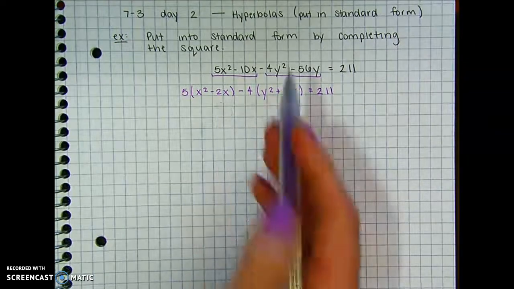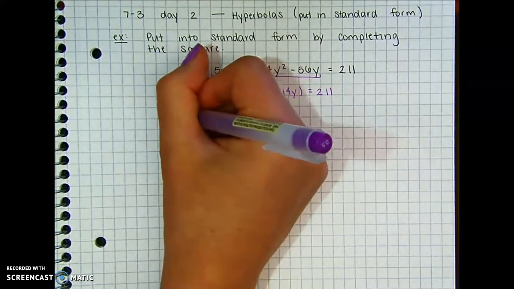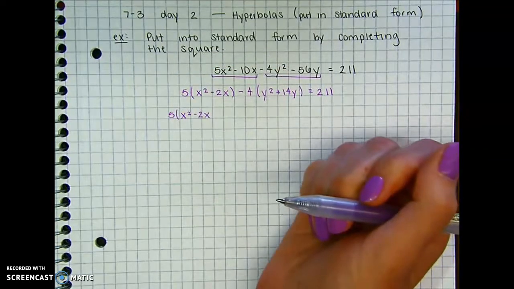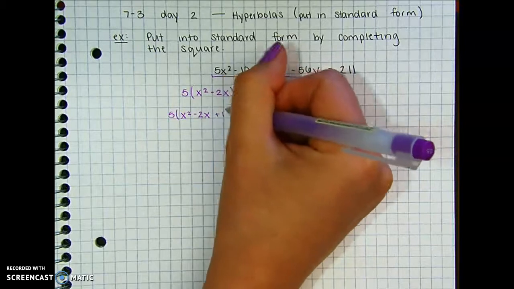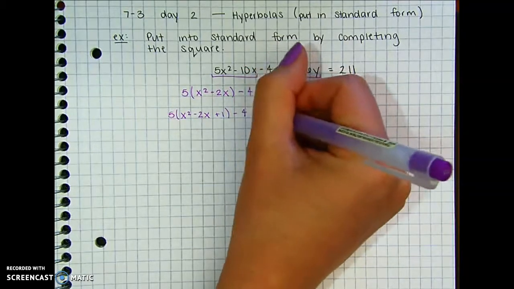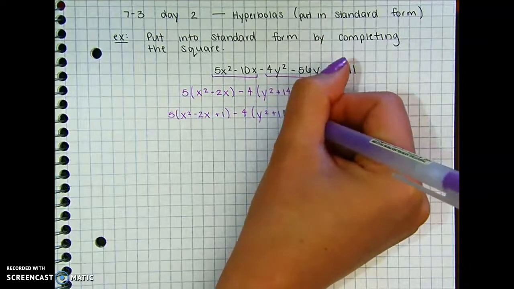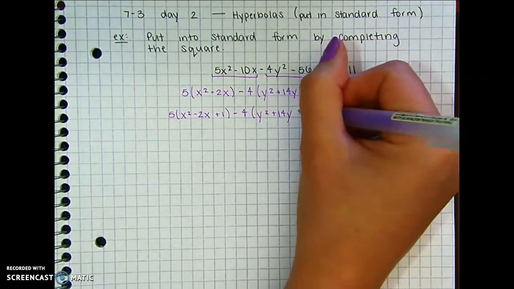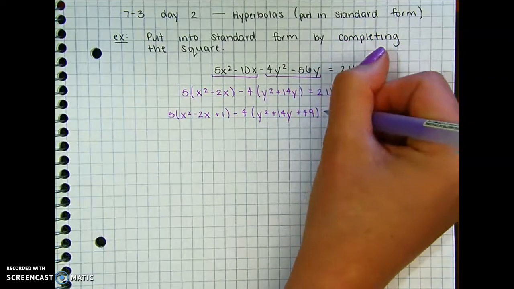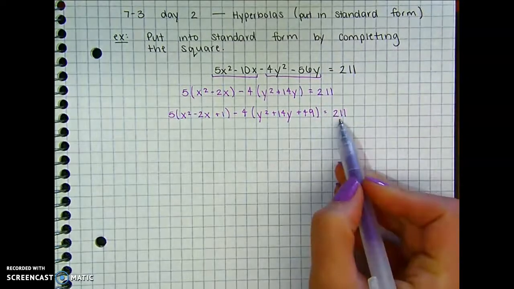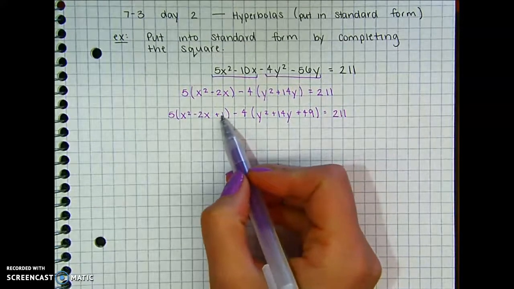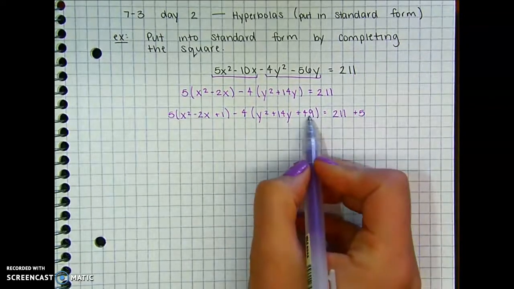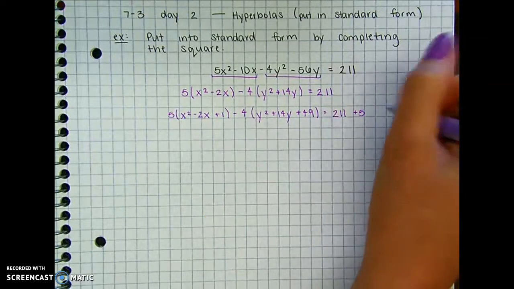Now we're going to complete the square for our x value. So that is x squared minus 2x, and negative 2x divided by 2, squared, is positive 1, minus 4 times y squared plus 14y, and 14 divided by 2, 7 squared, is 49. And do not forget, we have 211, and then we have to add 1 times 5. And then we have to add 49 times negative 4.